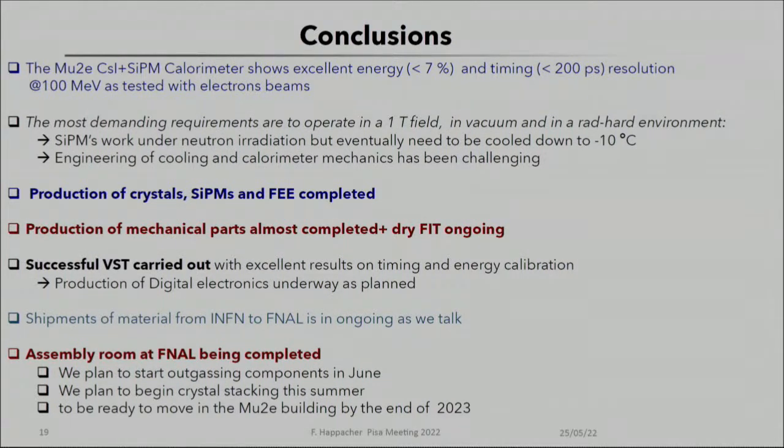The vertical slice test is promising, and we are continuing to produce the digitizer board, and we are shipping the material. So the plan is to start assembly, first outgassing the components, because before getting assembled into the disk, the components need to be evacuated, so as not to load the cryostat vacuum. And so we plan to begin the crystal stacking in June, July. And eventually we will be moving the two disks into the Mu2e hall by the end of next year. And I'm done. Thank you.